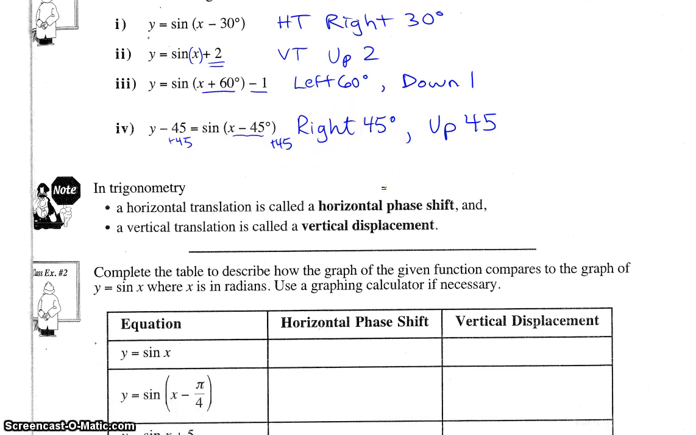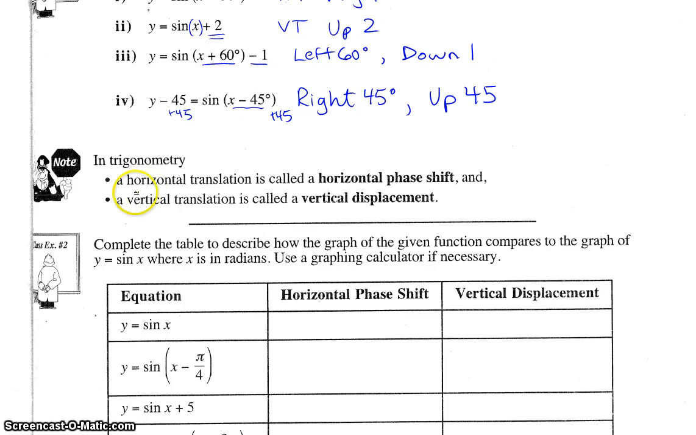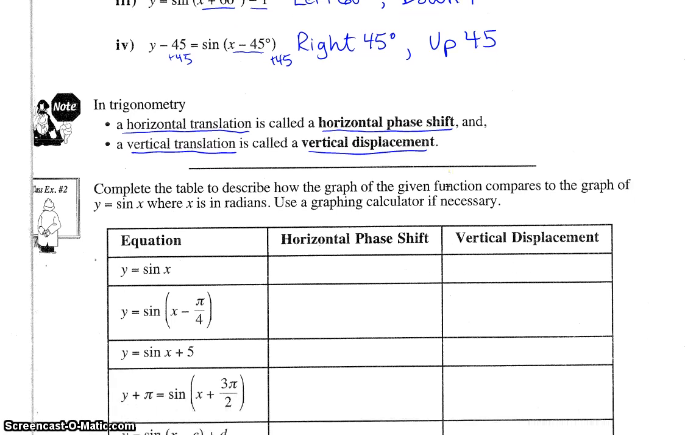All right, so they like to call things different things. Horizontal translation, when we're talking about trig, is called horizontal phase shift. Mostly it's got to do with the practical application of trig functions, and phase shift in particular applies to one real-life application I know of, which is electrical current. So that is probably why they're renaming that. Okay, and vertical translation is now called vertical displacement, and again it's related to the real-life application of trig functions.